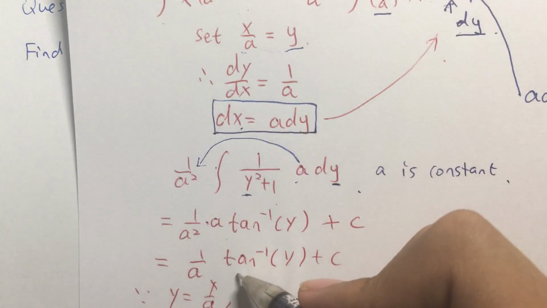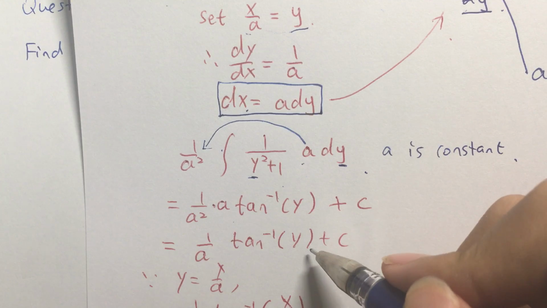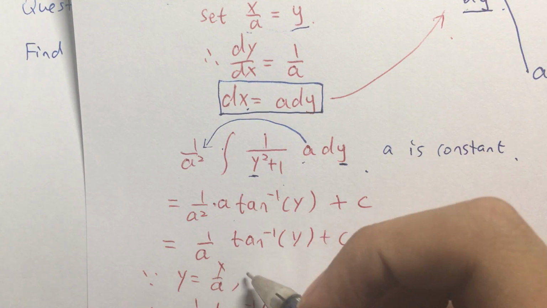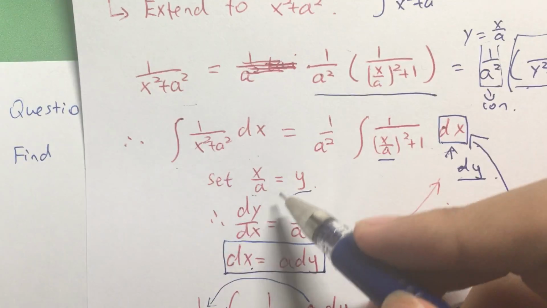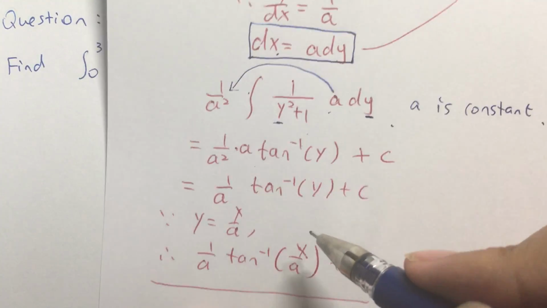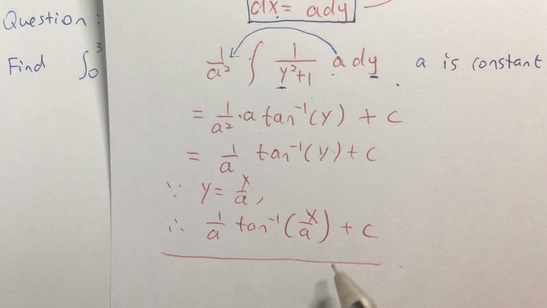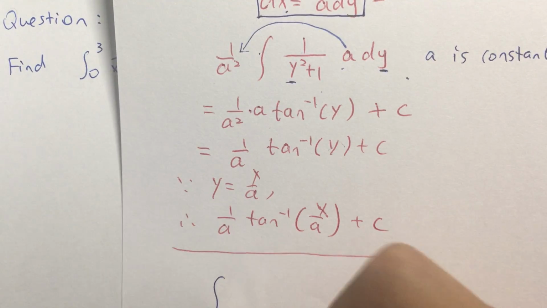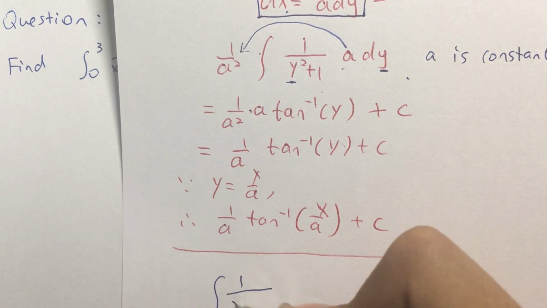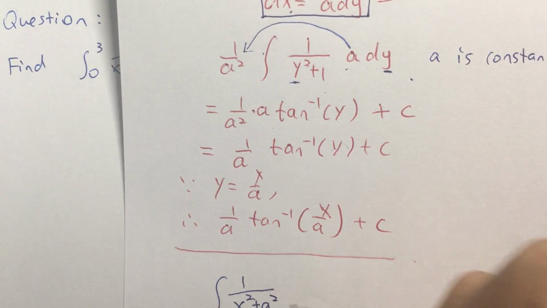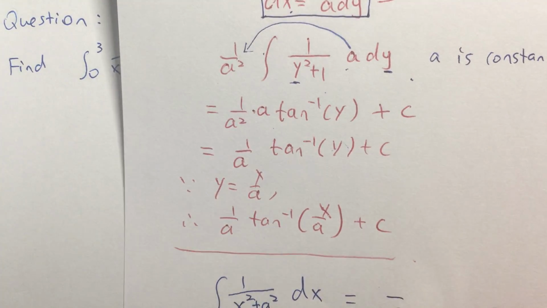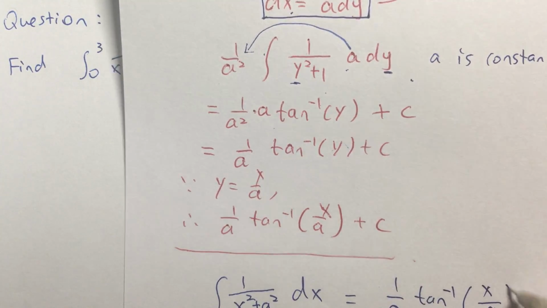And we will get 1 over a times inverse tangent y plus c, and because of y equals x over a that we set here, we can change this y into x over a, and that is our answer. So we get the integration of 1 over x squared plus a squared dx equals 1 over a inverse tangent x over a plus c.